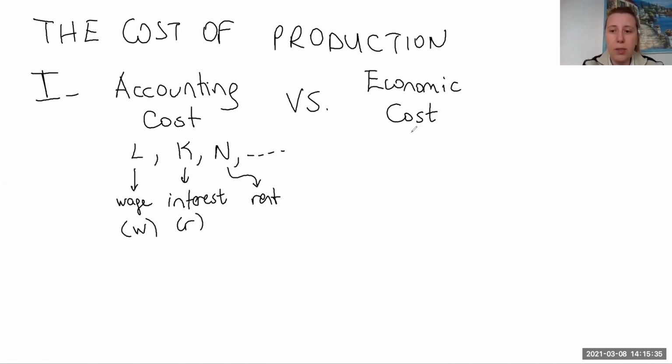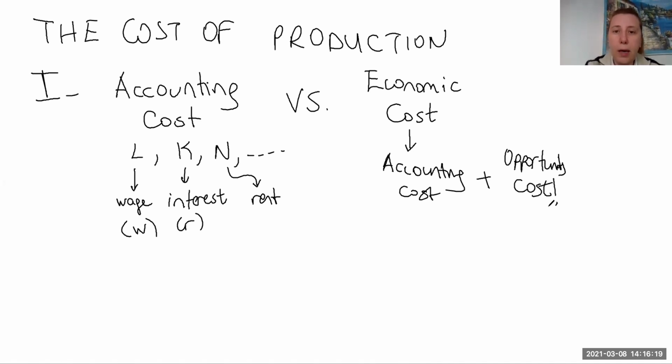And the economic cost is a wider concept which also includes the accounting cost, but also the opportunity cost of doing this business. So the economic cost of the production includes the accounting cost, but also the opportunity cost of doing this business.